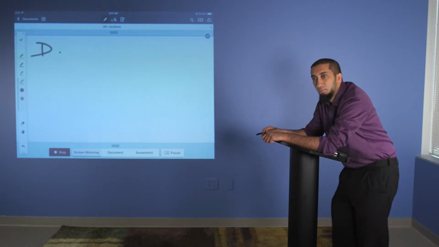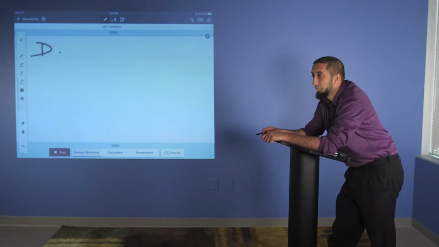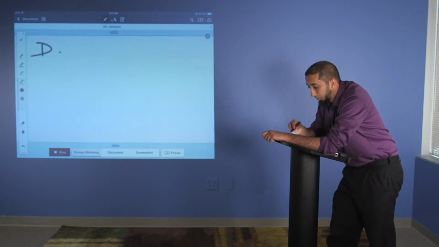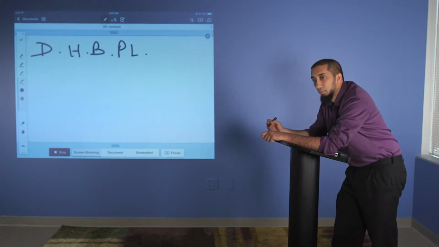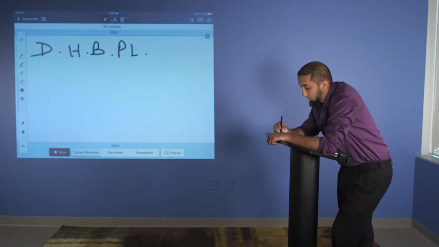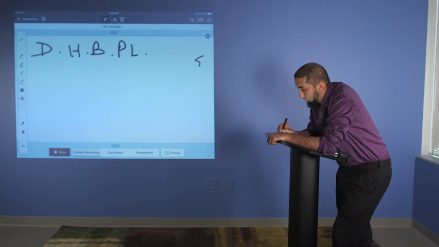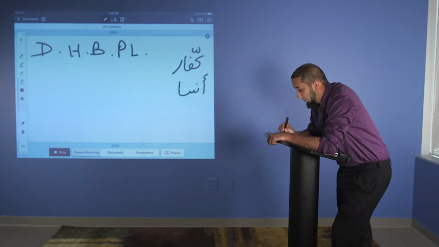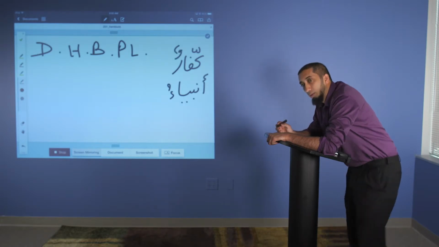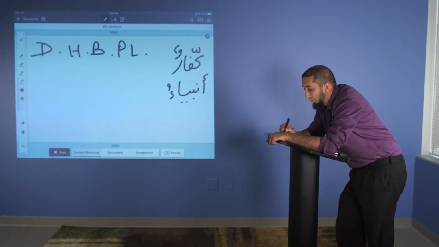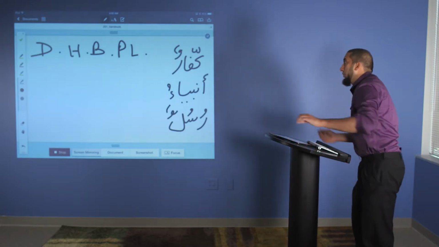D. The next step is broken plurals, but human broken plurals. Human broken plurals are, you know, like kuffar or anbiya. Insan. Insan is singular. Yeah, insan is singular. Or let's say rusul. Okay. Now, broken plurals are words.